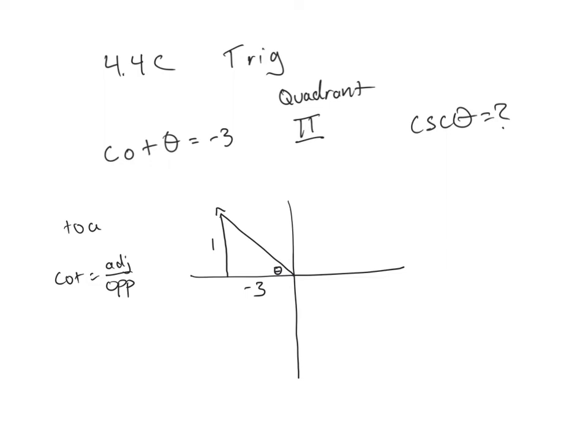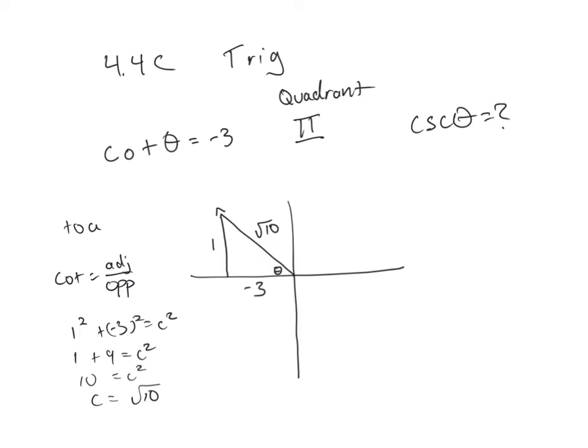Well, to do that, we have to use the Pythagorean theorem. 1 squared plus -3 squared equals, we'll say, c squared. So 1 plus 9 equals c squared. So 10 equals c squared. So c must equal the square root of 10. So this is the square root of 10.